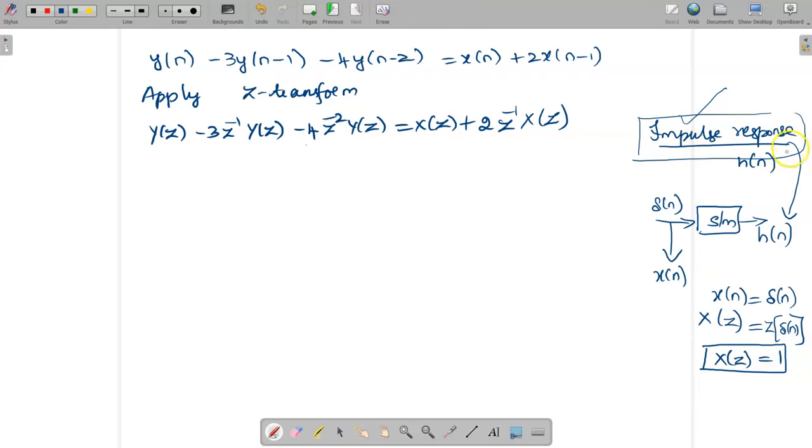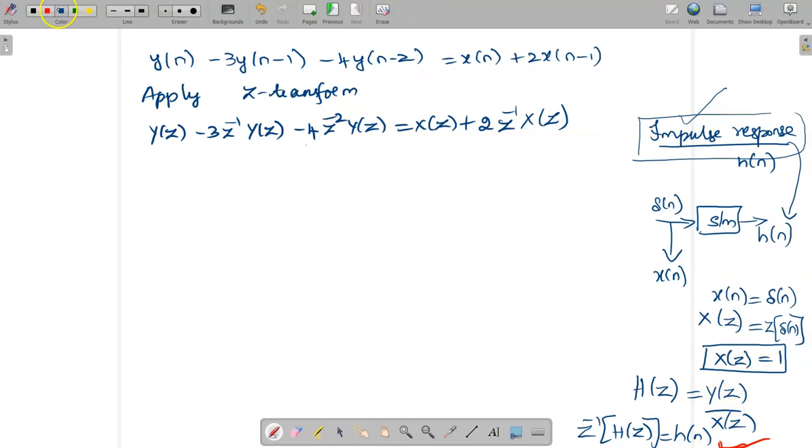And then, to find the impulse response h of n, we first have to find H of z, the transfer function. Why? Because H of z is given by Y of z by X of z. When we apply inverse Z transform for this term, that is Z inverse of H of z, we get h of n, so we can find the impulse response h of n. First let me determine H of z, that is nothing but Y of z by X of z.